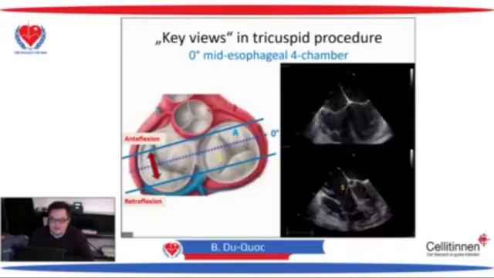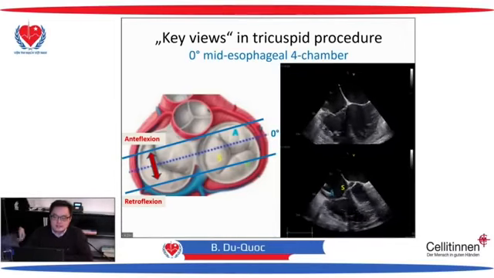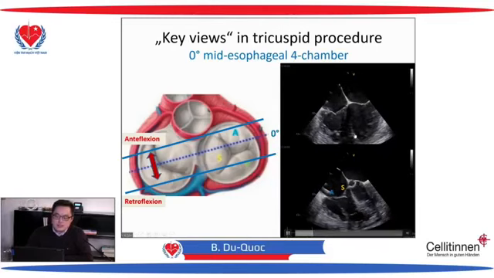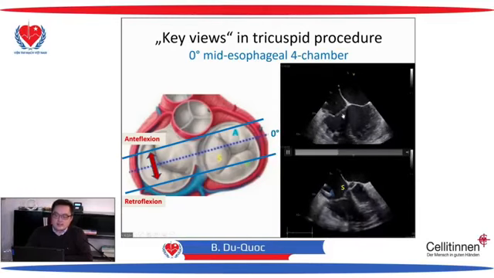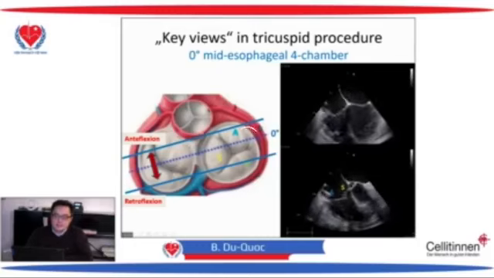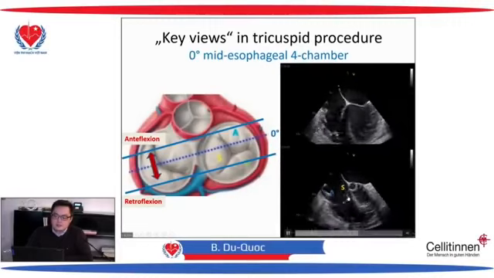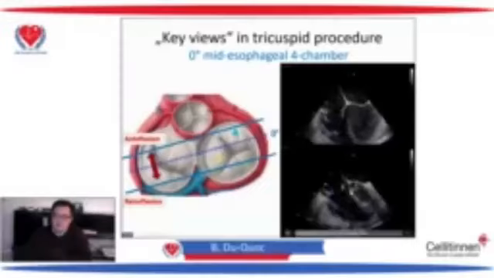Okay. So I start here with the 0 degree mid esophageal 4-chamber view, and in this view, which leaflet do we see on the right side? So there are two possibilities. If you do a little bit antiflexion to the aorta, then you can be sure that you have the septal leaflet adjacent to the septum and the anterior leaflet adjacent to the lateral wall.